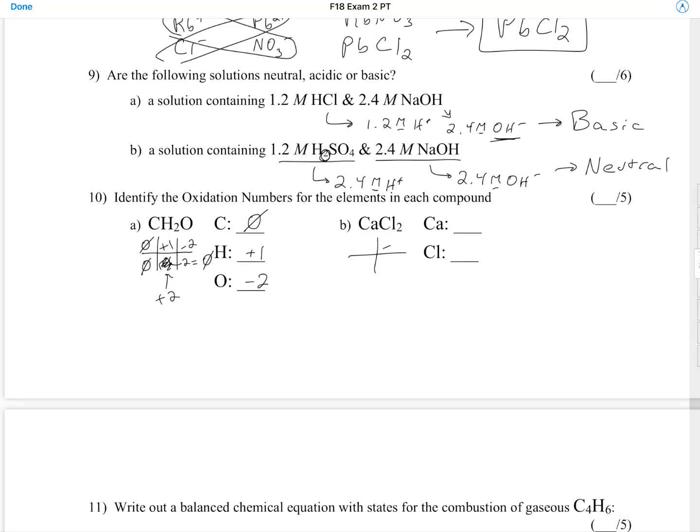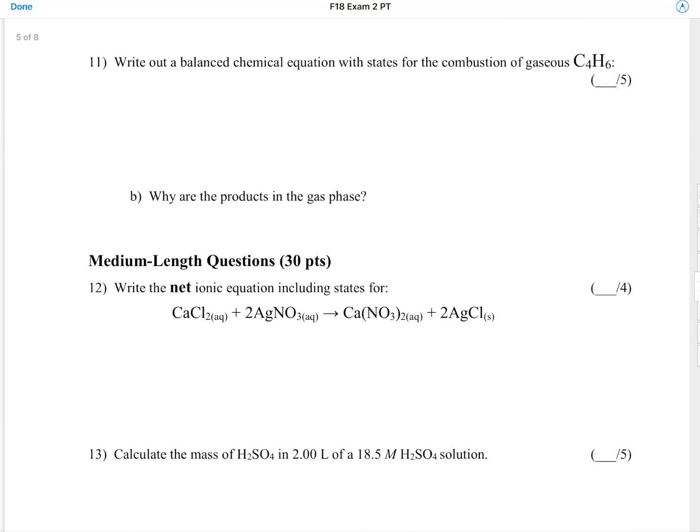For calcium chloride, we need chloride is -1. We have 2 of those, so that means the calcium has to be +2. We could also just look at the periodic table and say, hey, calcium usually makes +2 ions, chlorine makes -1 ion.